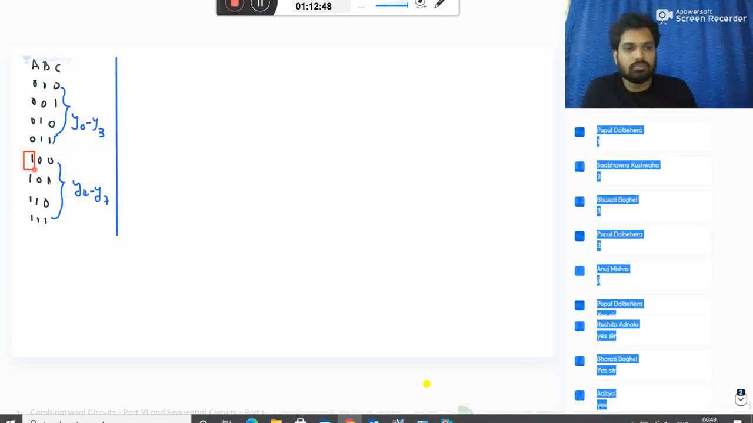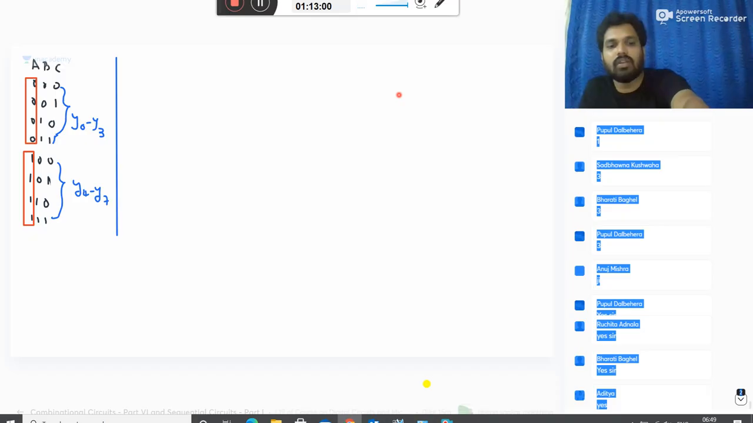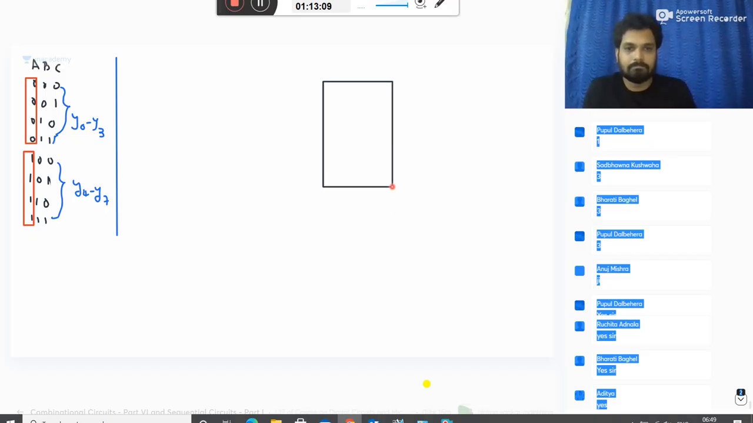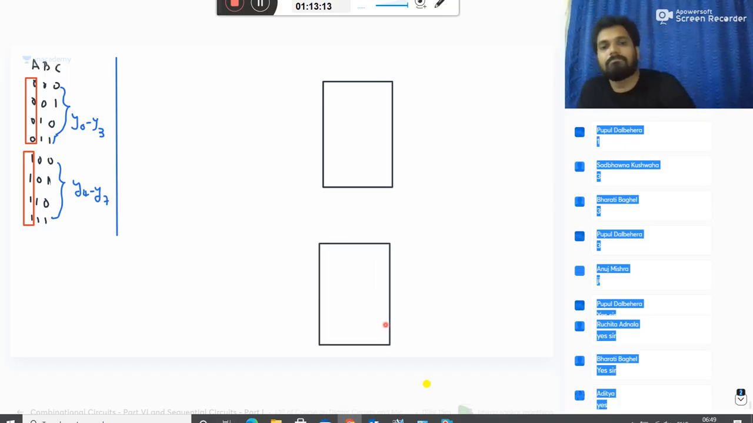Now during this period it is 1 and during this period it is 0. So I will use the same logic which we have used for implementing DMUX, the same circuit in fact. So what to do here? You take 2 by 4.